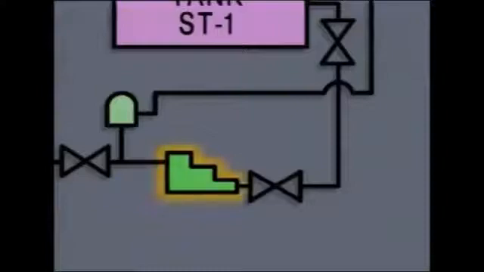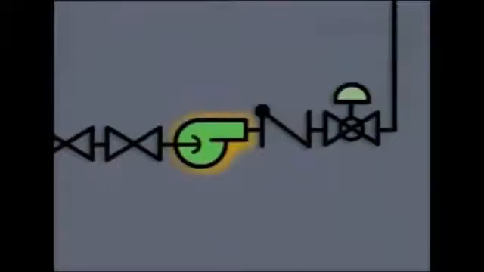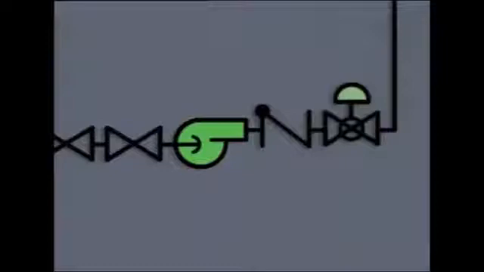This stair-step symbol is used to represent a positive displacement pump. Positive displacement pumps are designed to move a specific amount of liquid on each stroke. The other pump symbol on this diagram represents a centrifugal pump. Centrifugal pumps move liquid by applying centrifugal force to the liquid. The flow rate through this centrifugal pump is controlled by a valve in the piping on the discharge side of the pump. In this case, a globe valve with a pneumatic actuator is used.